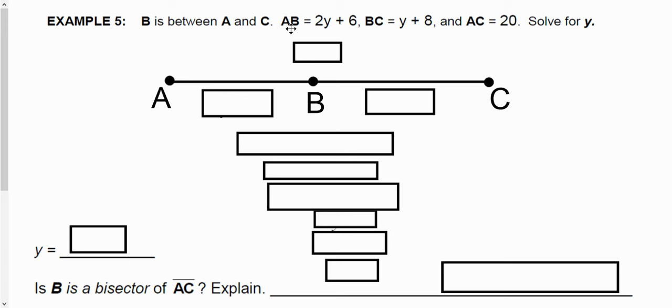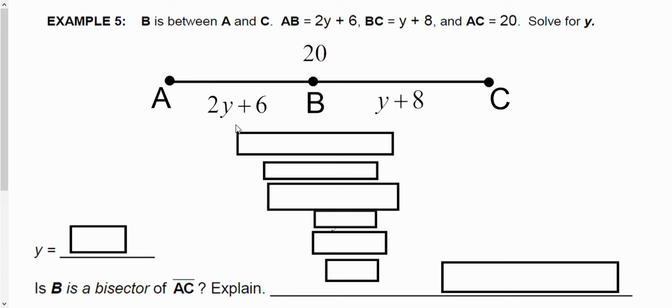Then I've got the length of AB is 2y plus 6. So AB is that piece, 2y plus 6. BC, the other piece, is y plus 8. And AC, the whole thing, is 20. So remember, we set this up: the piece plus the piece equals the whole thing. And we'll go ahead and solve that now.